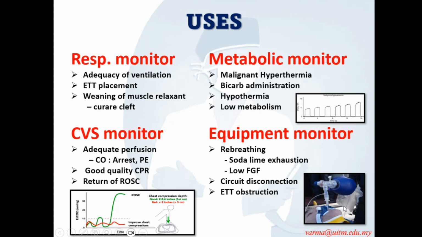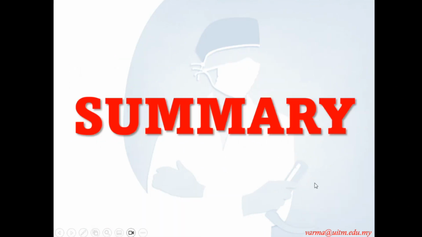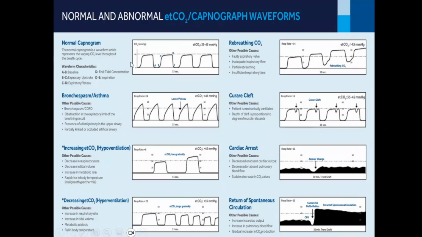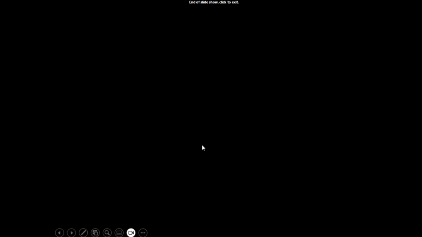Okay, so this is your connection to your ETT system, which is commonly used for a sidestream analyzer. Okay, summary, I will share this again. You have to know the waveform in detail, including the phases, alpha and beta angle, what is happening. Then you have to know the pathology and what it looks like. So in the exam, it can be asked, in SAQ it can be asked. Then again, there is another chart here. I will share it later. Okay, that's all for today.